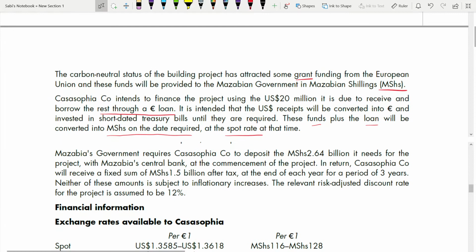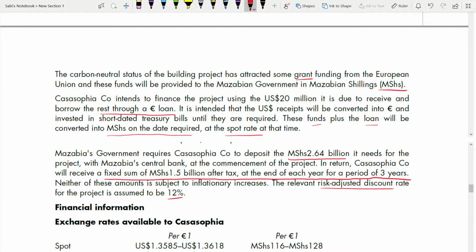Now, Mezabia's government requires Casasophia to deposit this much million with Mezabia's central bank at the commencement of the project. In return, Casasophia will receive a fixed sum of 1.5 after tax at the end of each year for a period of 3 years: 1.5, 1.5, 1.5. Neither of these amounts is subject to inflationary increases. The risk-adjusted discount rate for the project is 12%.